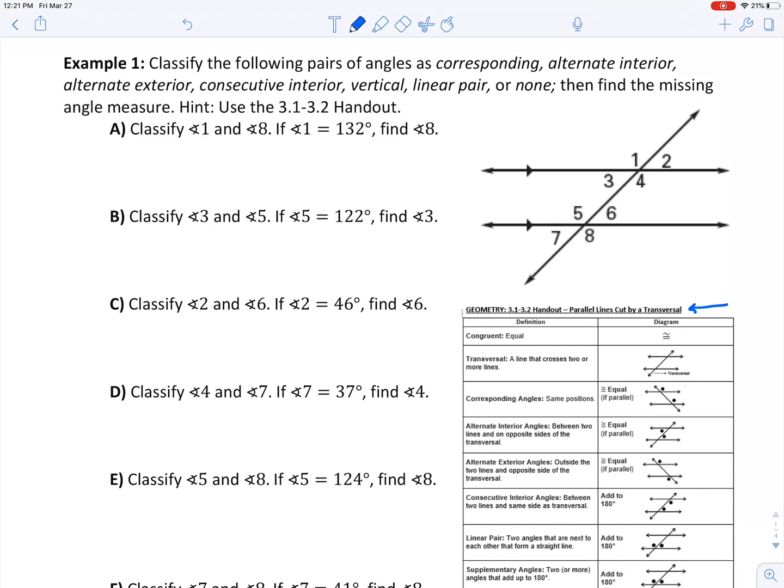So the first one, we're talking about classifying angle 1 and angle 8. Well, if I take a look at my handout, these are a pair of alternate exterior angles. And according to this, alternate exterior angles are equal if the two lines are parallel. So I'm going to write down alternate exterior. Now it says that angle 1 is 132 degrees. So if those two angles are equal, that means that angle 8 is 132 degrees.